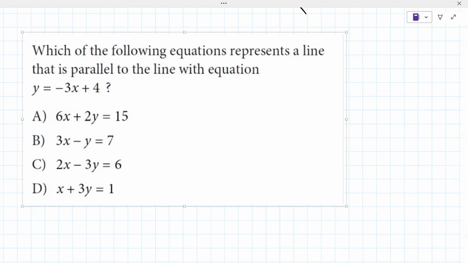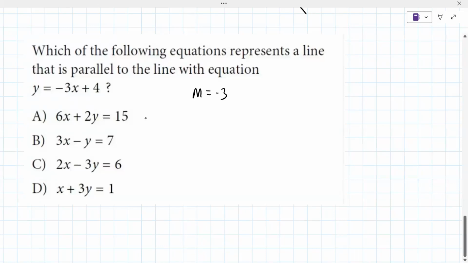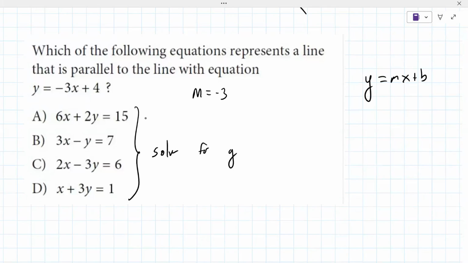What's the slope of this equation? Oh, -3. So notice none of the other equations are in the right form to get the slope. So you want to solve for y. You really want them all in y equals mx plus b form. So you can start with the first one, the last one, the middle one, but one of them will have a slope of -3.